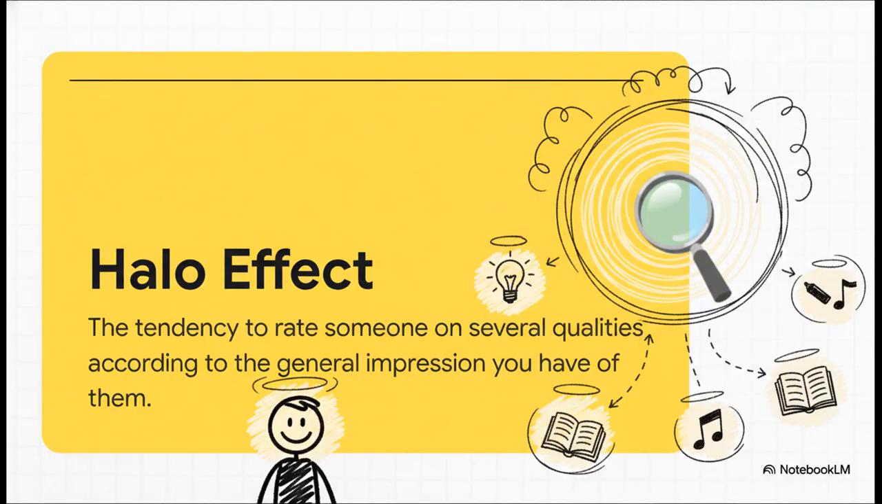First on the list is something called the halo effect. You know how this works. It's when just one good quality about someone makes us think everything about them is great. So a researcher might see a student who's always neatly dressed and super polite, and because of that halo, they might subconsciously rate that student's work as being better than it actually is. It's all based on that one good first impression.